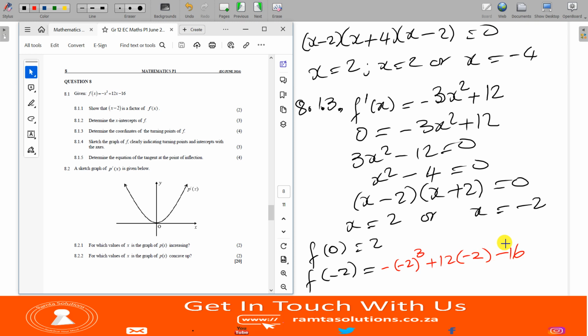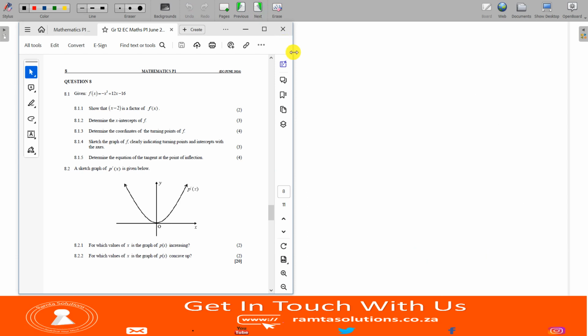Right, let's see. Negative x cubed. Oh no, it's going to be positive. So it will be negative 32. So what do we have? We have 2 and 0 and negative 2 and negative 32. The question said we must determine the coordinates of the turning points of f. We are good. So they are 2 and 0 and negative 2 and negative 32. Okay, all right. Perfect. Moving on.